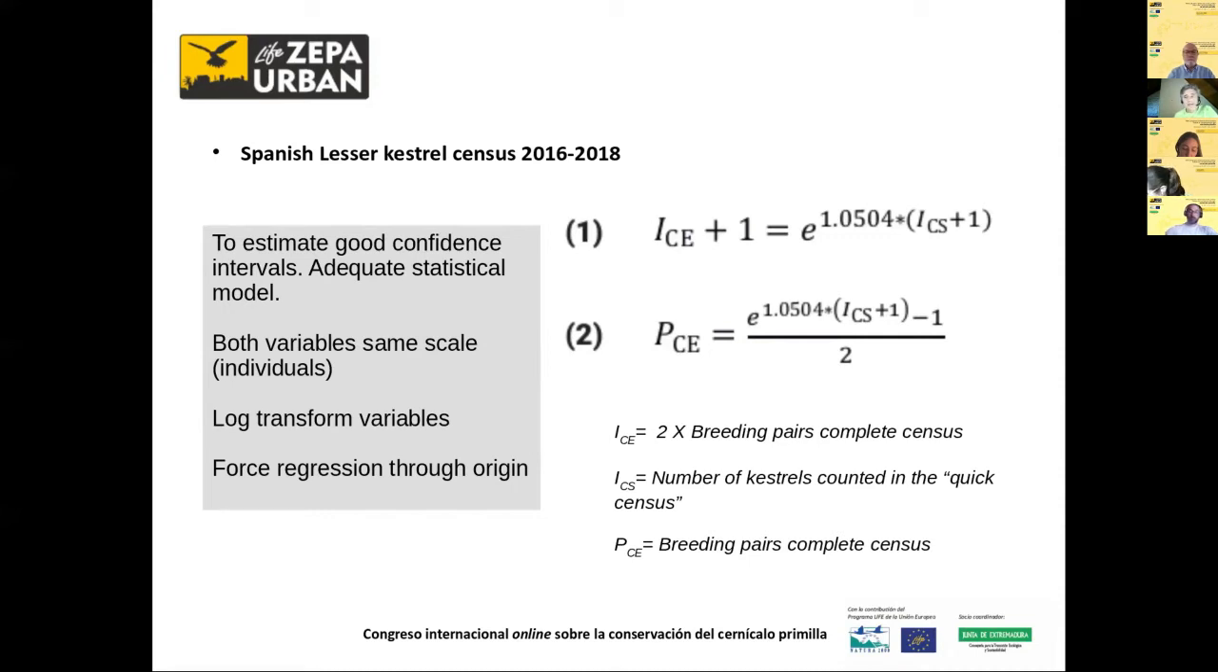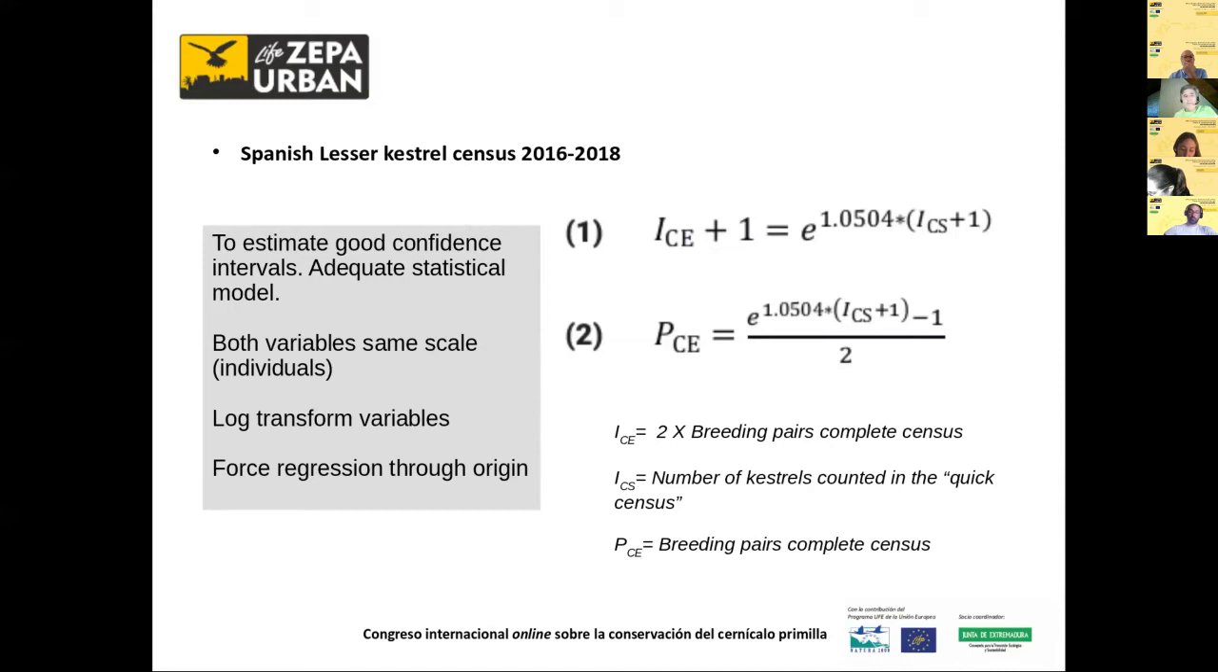The mathematical details can be found in the monograph, but here I showed you the equations that were used to model the population. ICE is the number of individuals at the colony, and PCE is just the number of breeding pairs, so it's just dividing the previous figure by 2.